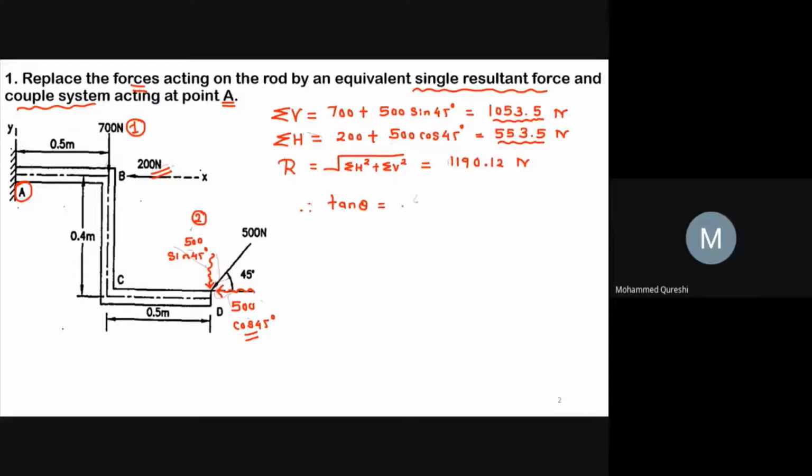Now, as we have to find the value of theta, so we will go through the equation. Tan theta equals to sigma V by sigma H. The value of sigma V we had obtained over here as 1053.5, and value of sigma H as 553.5, which will be equals to 1.903. Hence theta will be equals to tan inverse of 1.903, which will be equals to 62.28 degree.